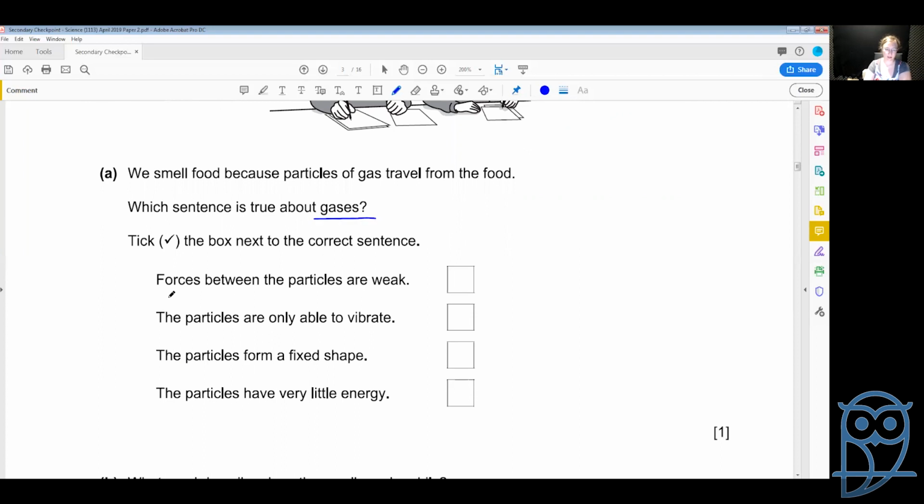So it's about gases. Forces between the particles are weak. That could be true, yeah. The particles are only able to vibrate. That's not true. This is solids. In solids, the particles are only able to vibrate. The particles form a fixed shape. That's also solids. The particles have very little energy. Not really true. So our correct one here is forces between the particles are weak.